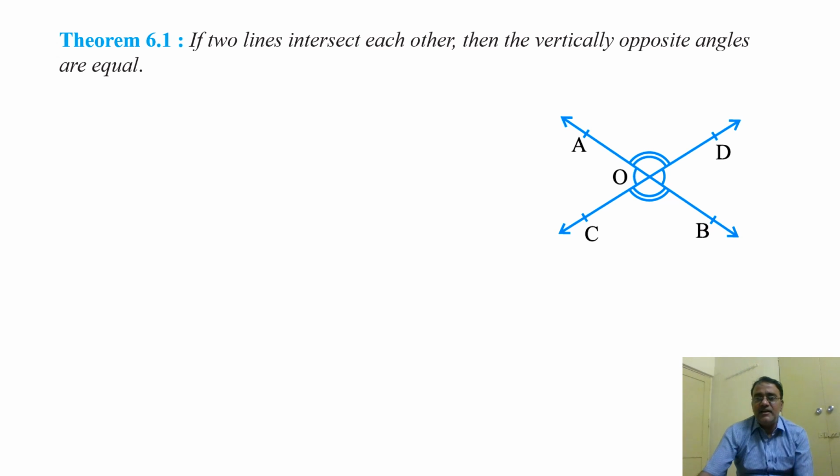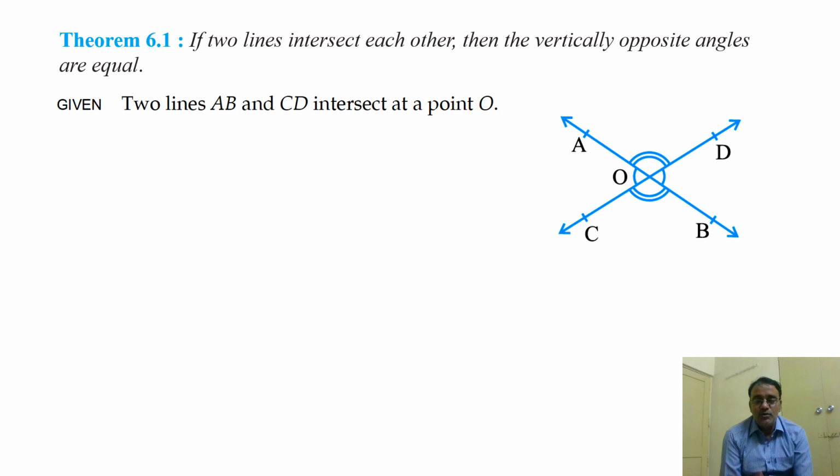Here AB and CD are two lines intersect each other at point O. Okay, so यही given में लिखना है, जो diagram में दिख रहा है, that is only you have to write that in given. Two lines AB and CD intersect at a point O. Now what we have to prove? जो दो pairs हैं, one is angle AOC is equals to angle BOD, and the second one is the other angle is angle AOD is equals to angle BOC. These two pairs we have to prove.